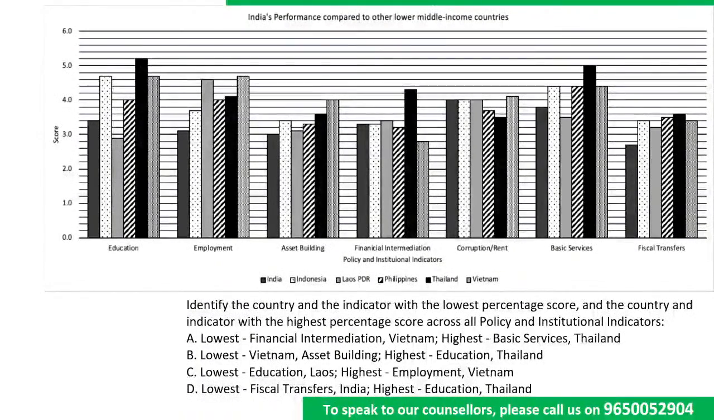So again, you can see the lowest value. Lowest value is which one? I think this one. If you look at this graph, no value is lower than this one. This is the least value. So fiscal transfers and the country is India. So lowest is fiscal transfers India and highest is education Thailand. Education and Thailand is the black one. So this one is the highest. This is the lowest.